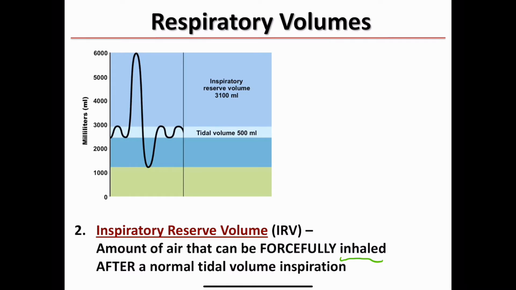So let's start right here. Our baseline is having about 2,500 milliliters of air in the lungs, and then we inhale a normal tidal volume, which takes us up to here. So now we have 3,000 milliliters of air in the lung. And then this is our new baseline. This is our new zero. From this point, we inhale as much as we possibly can.